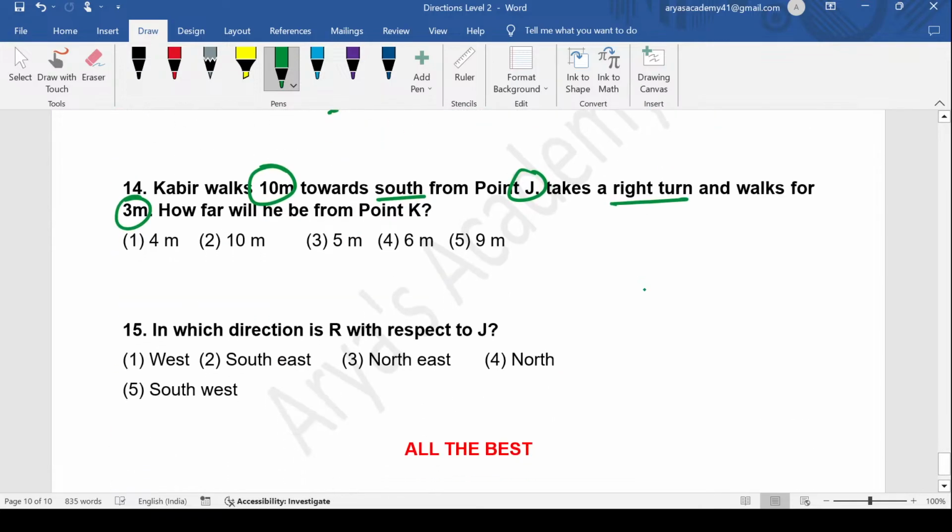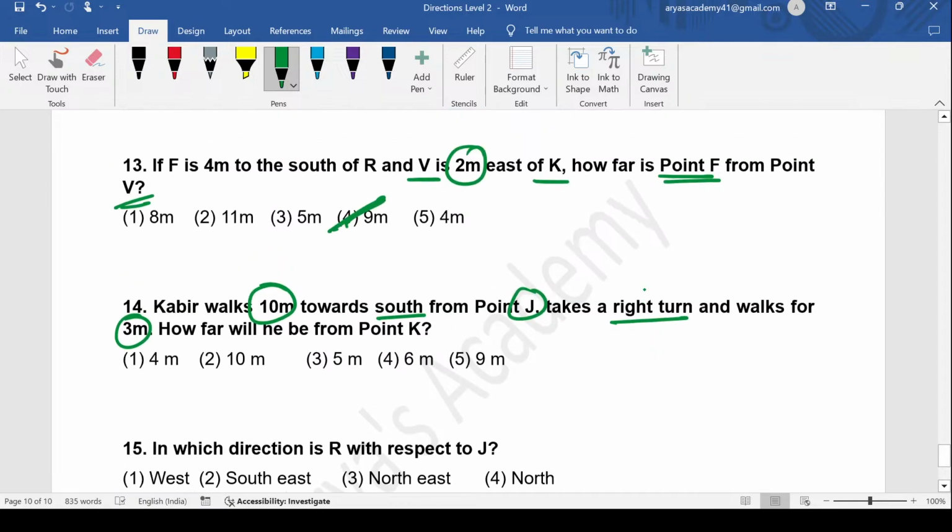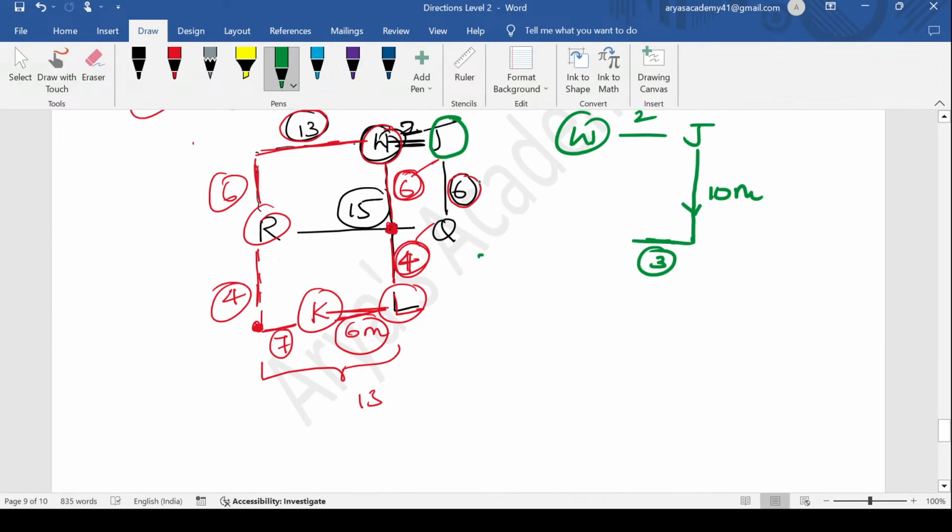They are asking you how far will he be from point K. Okay, first look at 10. So from J, if you come 6 meters, you will reach point Q. If you reach another 4, this is 4 and this is also 4, here comes point L. So he'll be somewhere over here, and he is just moving 3 meters. If you see this diagram, it is 6 meters between K and L. And L is actually at a distance of how much? 2 meters. So the distance between L and the point I have marked after walking for 10 meters will be 2.